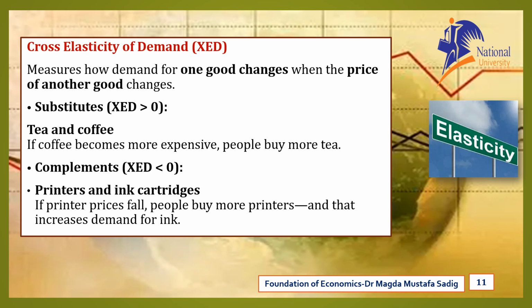So substitutes have a positive cross-elasticity of demand because they compete, while complements have a negative cross-elasticity of demand because they are consumed together.